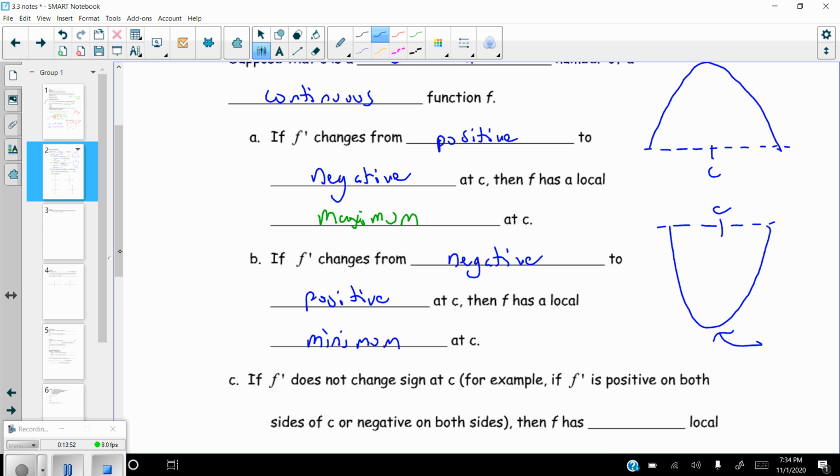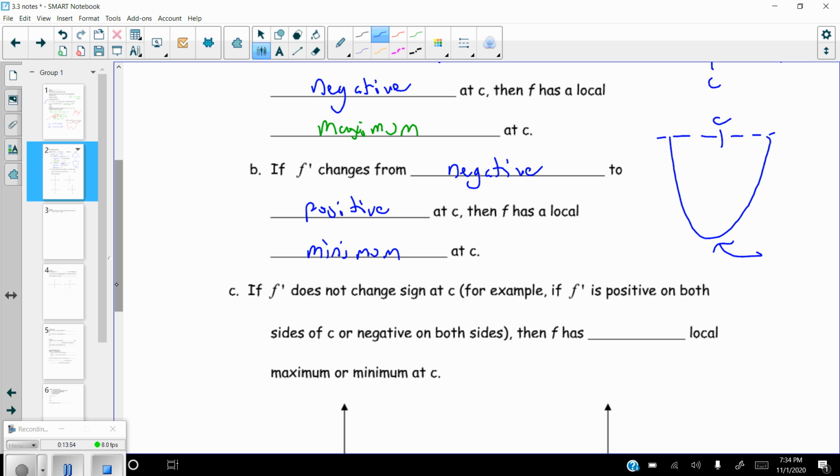And then we have the case where maybe f prime doesn't change sign at C, and that can happen.